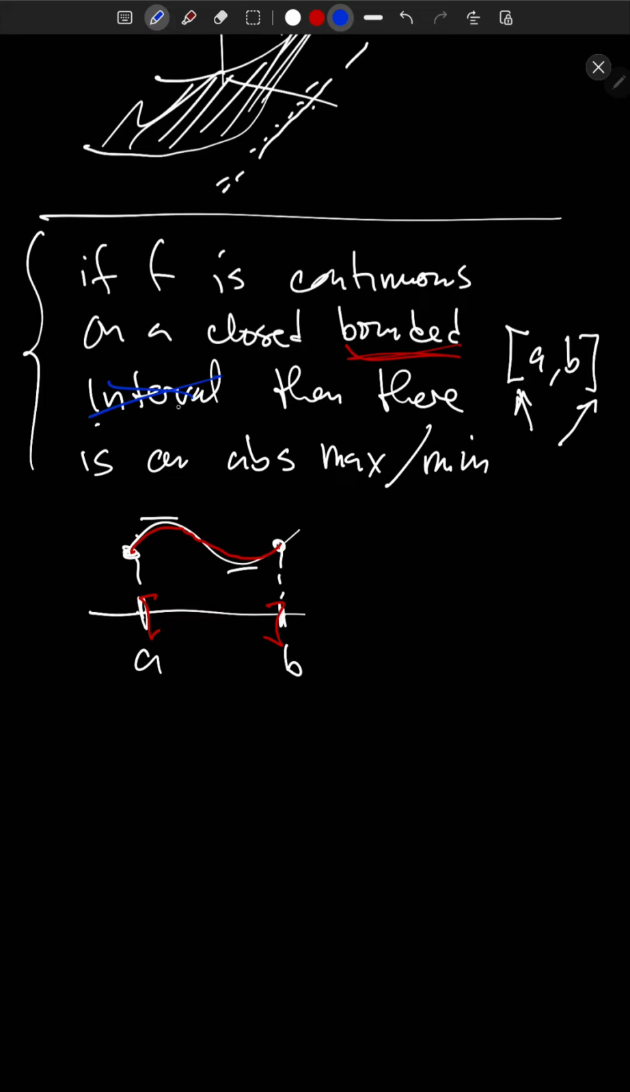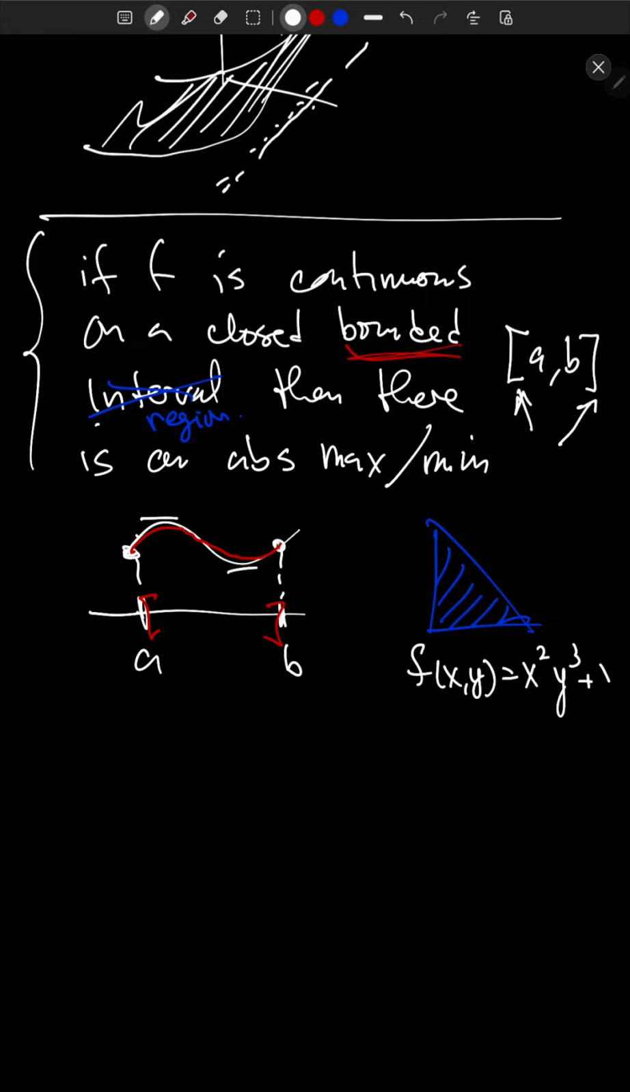All I have to do is replace interval with region. So if you are looking at, for example, the problems we just looked at with a triangular region like this, and you're looking at a function which is well behaved inside this region, f of x comma y equals x squared y cubed plus x to the 10th, whatever, no problems in terms of continuity or anything, then we're okay. So you're definitely going to be able to find a max or min.